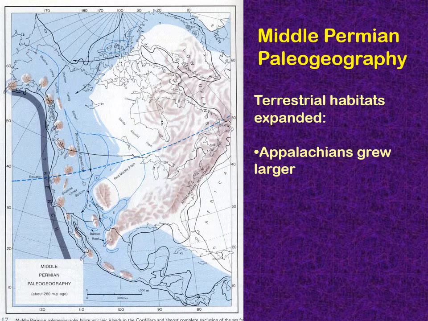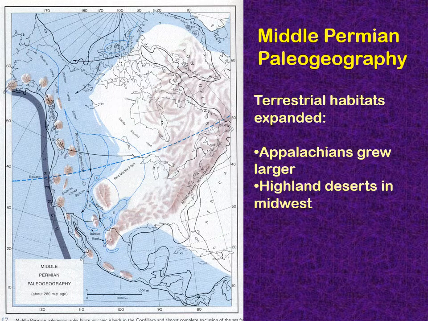The Appalachians at this time are about the size of the Himalayas today. They're absolutely huge. And today we know that the Himalayas provide this rain shadow effect, which is why the Tibetan area is so dry and India is so wet. We're going to see the same kind of thing happening here. So today, where we have our Midwest, those were highland deserts in the Permian.